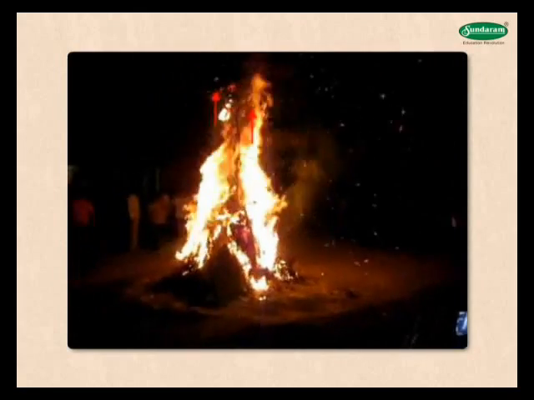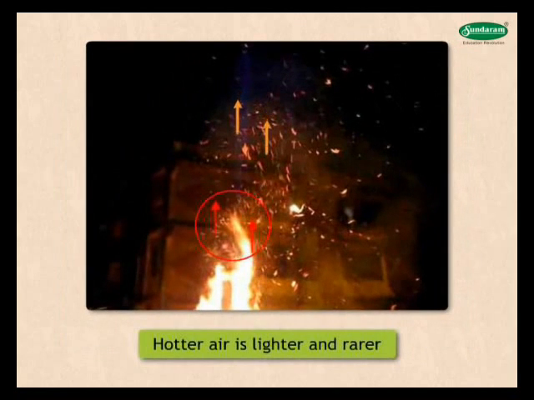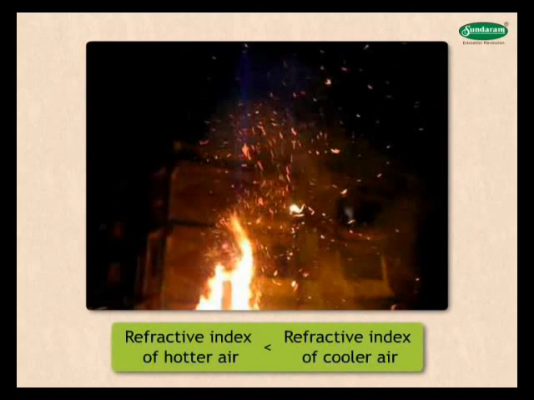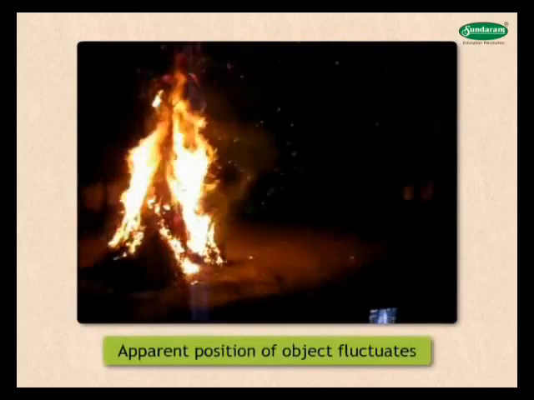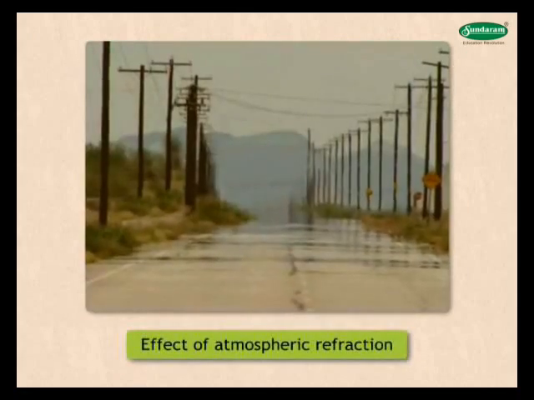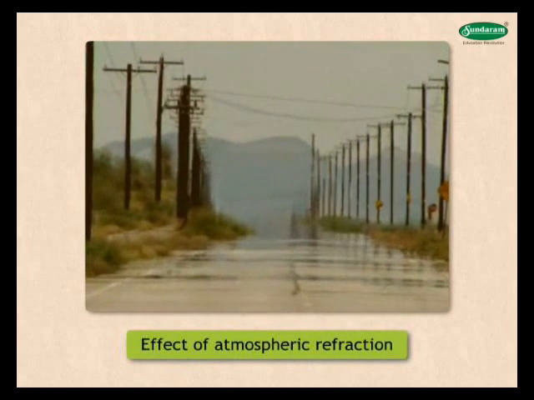The air just above the fire becomes hotter than the air further up. The hotter air is lighter and rarer than the cooler air above it, which is denser. Hence, the refractive index of hotter air is less than the refractive index of cooler air. As the physical conditions of air are not stationary, the apparent position of the object fluctuates. It is the effect of atmospheric refraction on a small scale in our local environment.